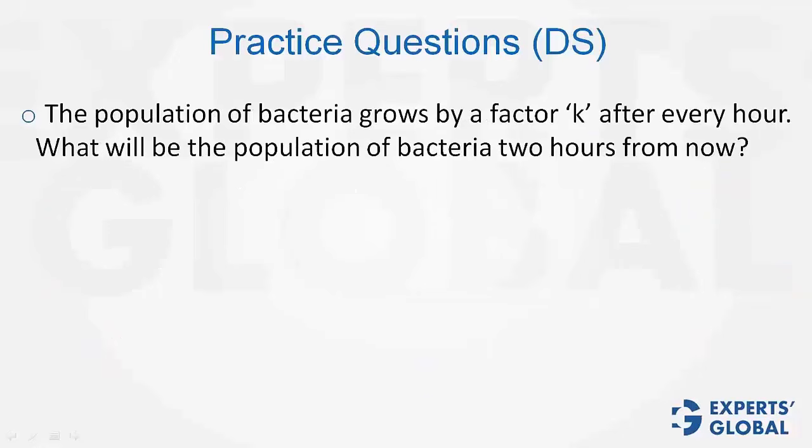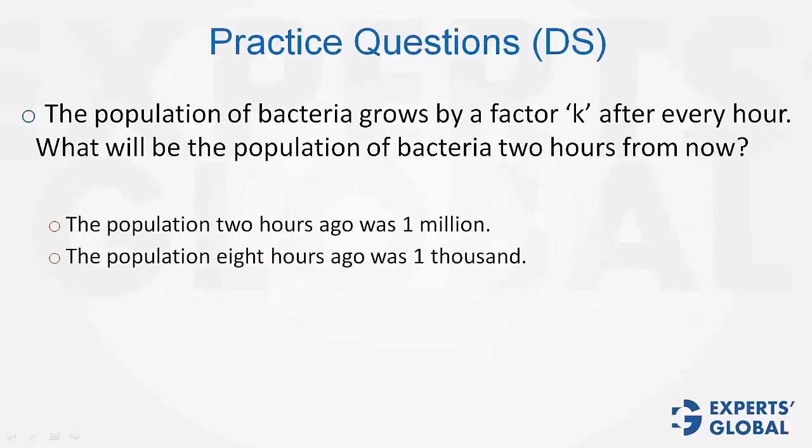Look at this one. It's a DS question. 2 statements. The population of bacteria grows by a factor K. Okay, so what will be the population 2 hours from now? So right now, the timeline is 0, present. We have to find the population 2 hours later. And whatever is the population right now, 2 hours later, it will be K square times.